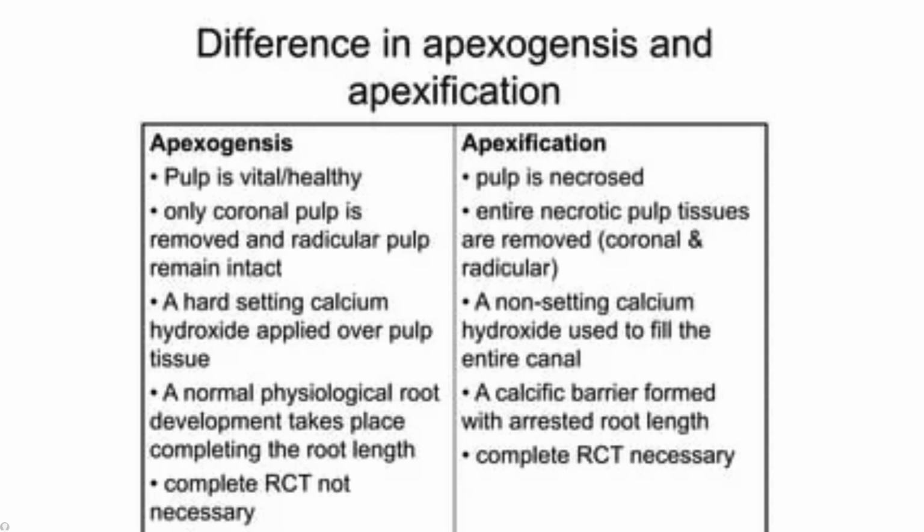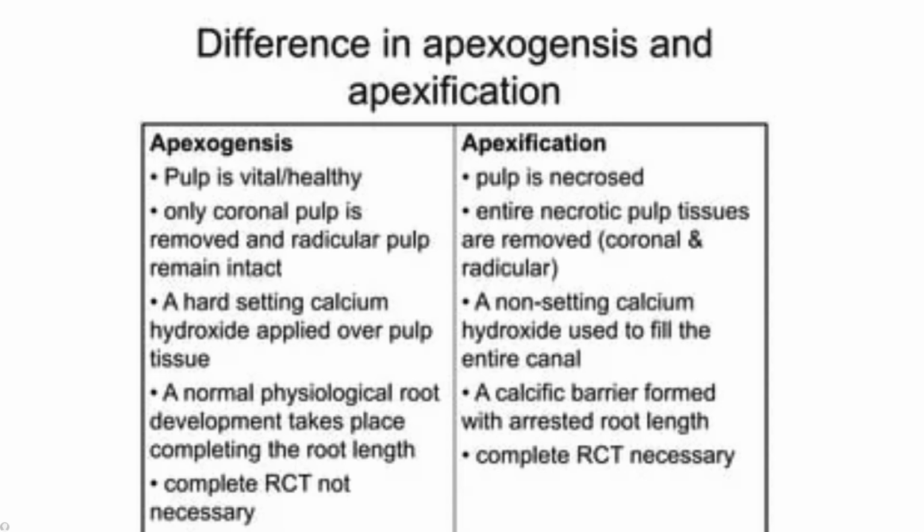In apexogenesis, a hard setting calcium hydroxide is applied over the pulp tissue. Why is that? In order to stimulate the formation or the development of the vital pulp tissue. Whereas in apexification, non-setting calcium hydroxide will be used. Non-setting calcium hydroxide or MTA can be used in order to stimulate the development of the root and close it at the end.